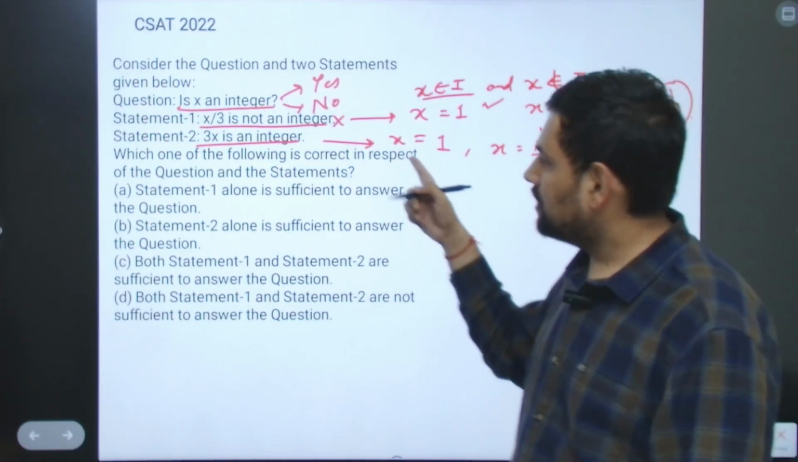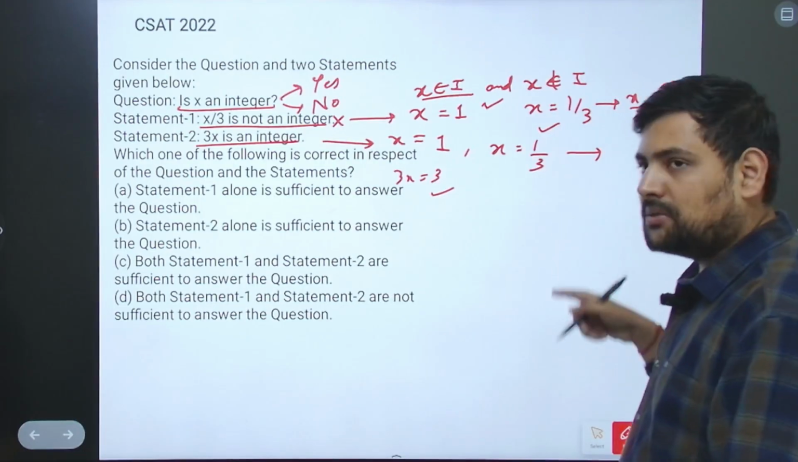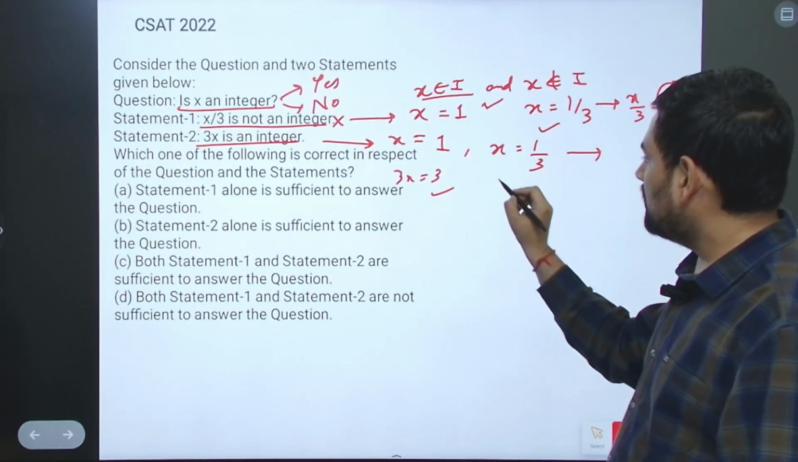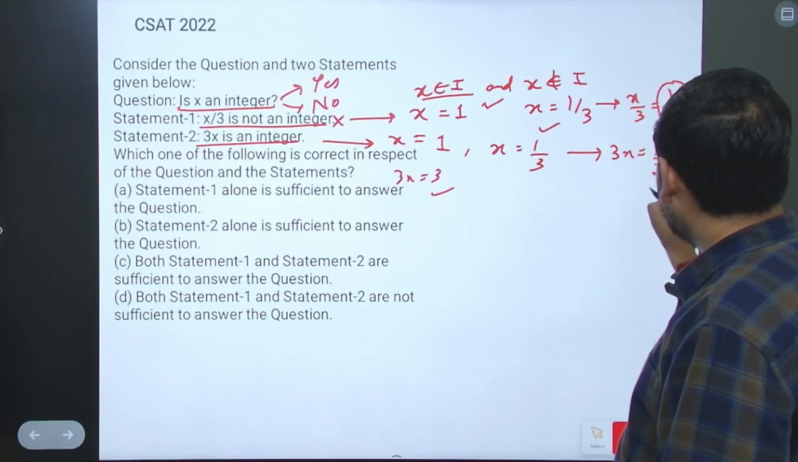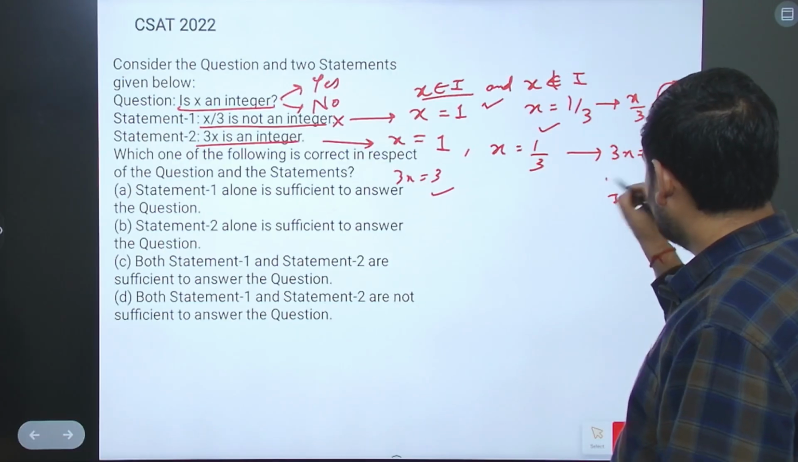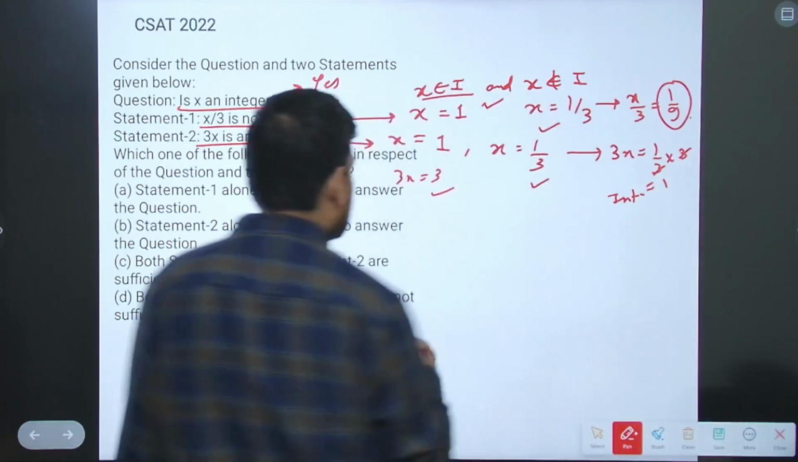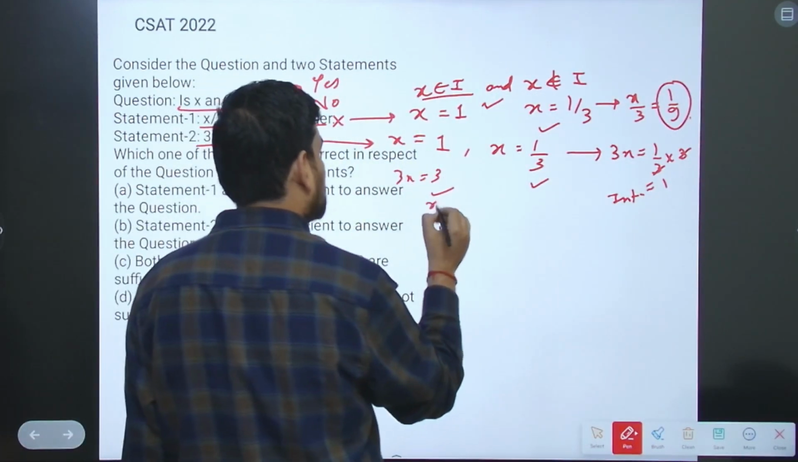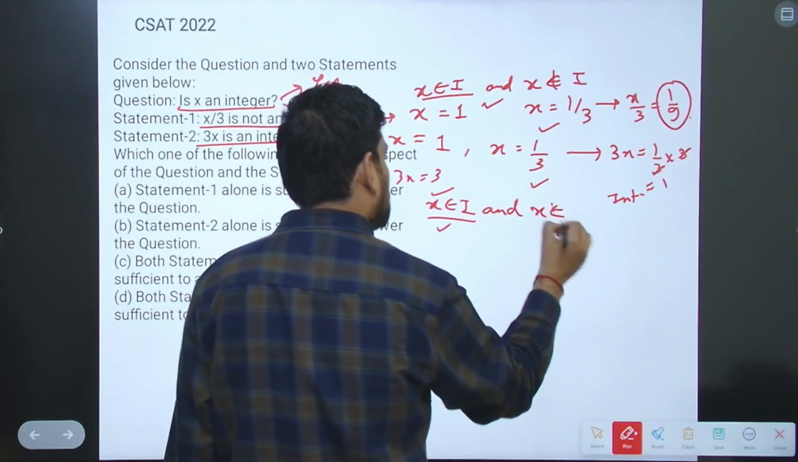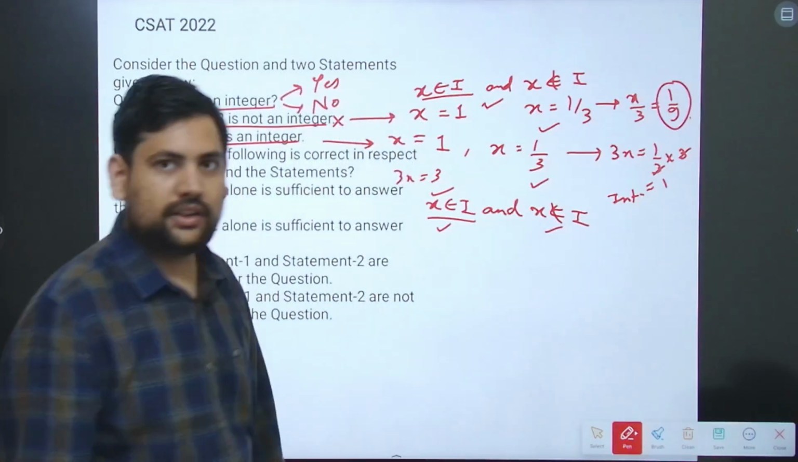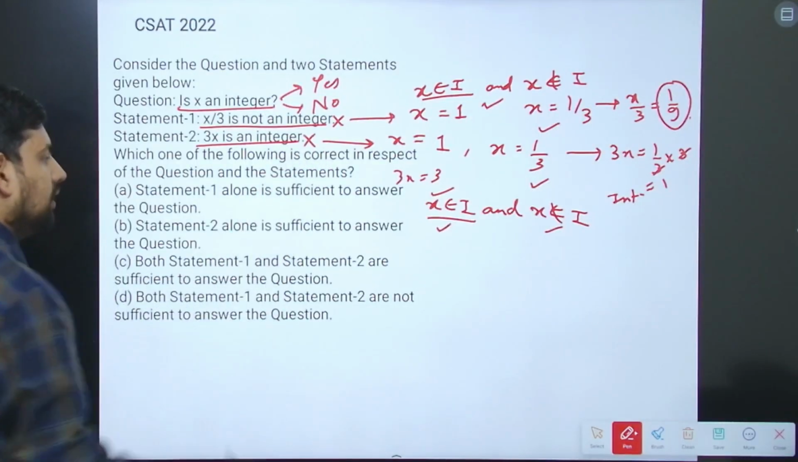Now you see x equals 1, so 3x will be equal to what? 3, an integer, correct? Then x equals 1 by 3. This is not an integer, but still 3x equals 1 by 3 into 3, that is 1. So this came out to be an integer. So this holds. Now if this holds, that means again you have two values here. For x belonging to integers it is satisfied, and for x not belonging to integers it is also satisfied. Correct? So that's why even statement 2 is not enough.